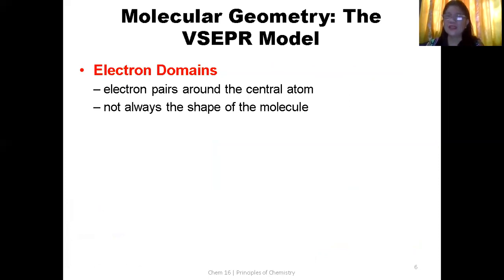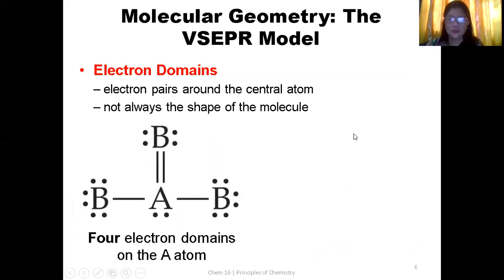Electron domains are electron pairs around the central atom. So, this has nothing to do with the shape of the molecule. Let us count now the electron domain. Electron domains are electron pairs around the central atom. But it doesn't mean that if you have a double bond, you will have two electron domains. It is still just one, that is counted as one, because these are classified as electron pairs around the central atom.